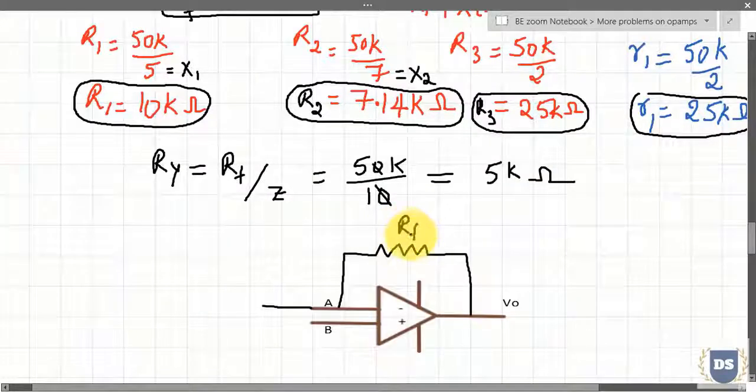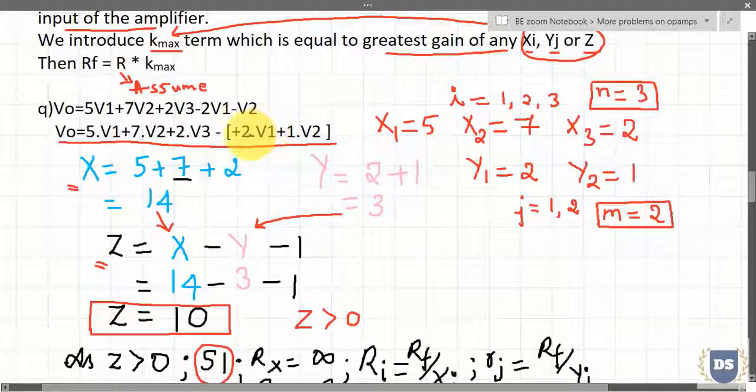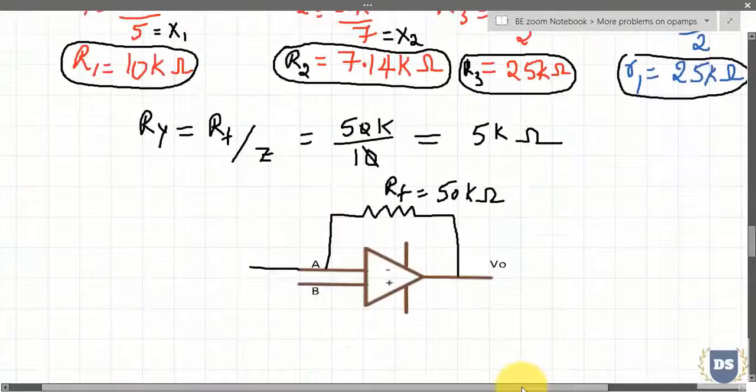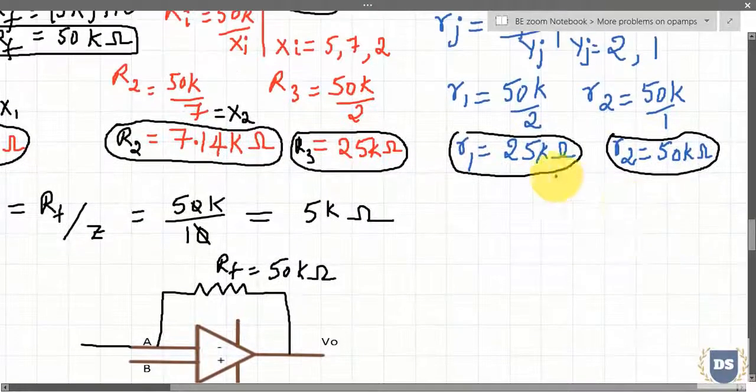Thereby I can easily design my op-amp circuit as, so this is my feedback resistance Rf and the value of Rf that we have got is 50 kilo ohm, and because we have got two inputs associated with negative sign, these are the inputs that should be fed to inverting input terminal, and the resistances associated with inverting input terminal are R1 equal to 25k and R2 equal to 50k. So R1 is the resistance associated with voltage V1 and R2 is the resistance associated with voltage V2.